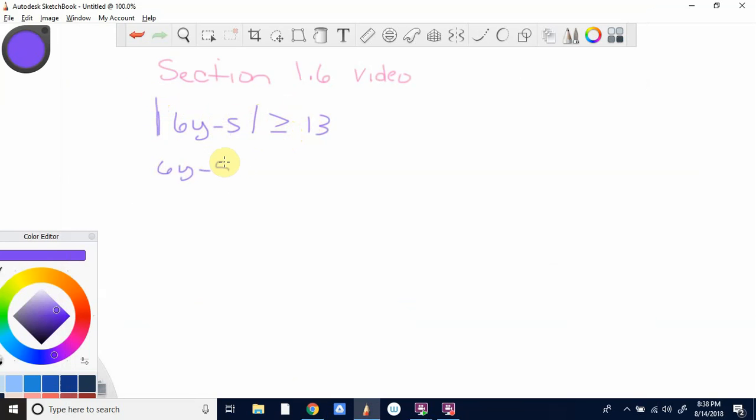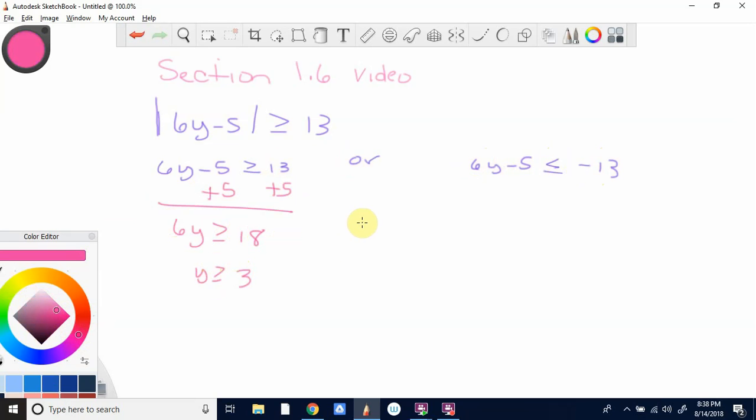6y minus 5 is greater than or equal to 13, or 6y minus 5 is less than or equal to negative 13. Okay, so now, do we know how to solve this? Yes, we solve it like a normal inequality. Now remember, we have y instead of x, and that's okay. Greater than or equal to 18, y is greater than or equal to 3.